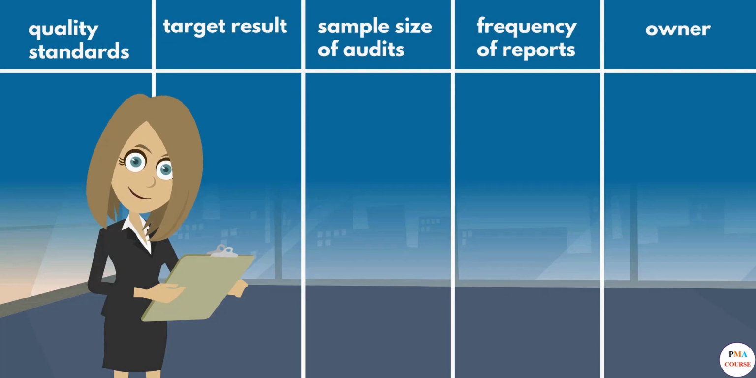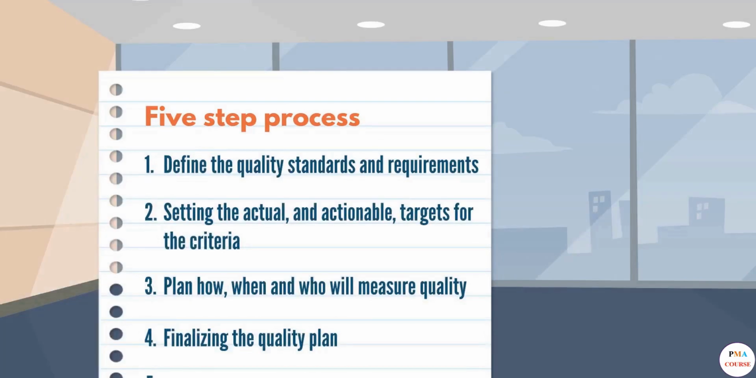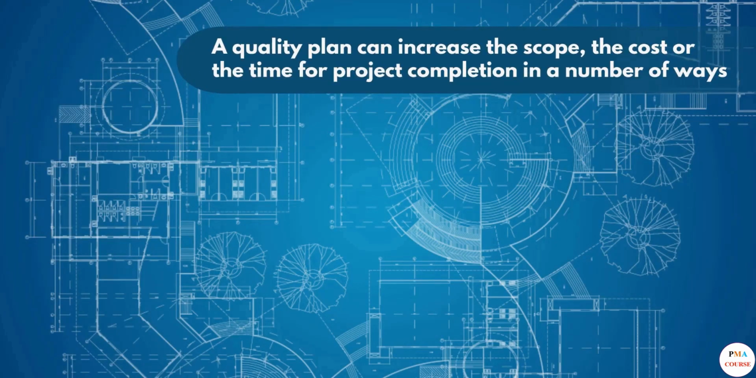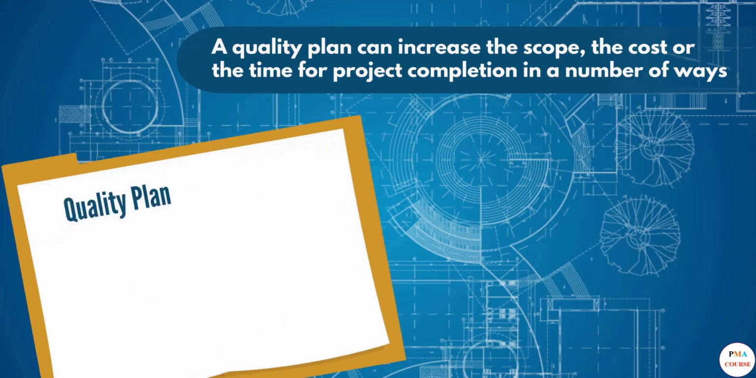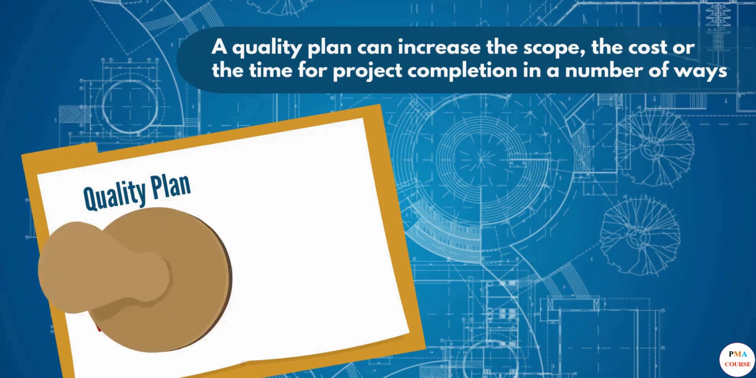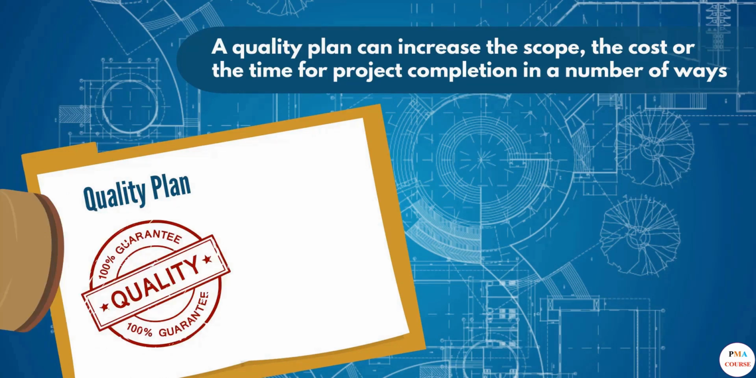Once all of this is done and dealt with, the final thing for the project manager to do is to make adjustments to their project constraints, if necessary. A quality plan can increase the scope, the cost, or the time for the project completion in any number of ways, so a review of this is essential. Right, there's our quality plan. We want all aspects of the project to be of the highest quality they can be, and the quality plan is here to ensure that this is exactly what we achieve.